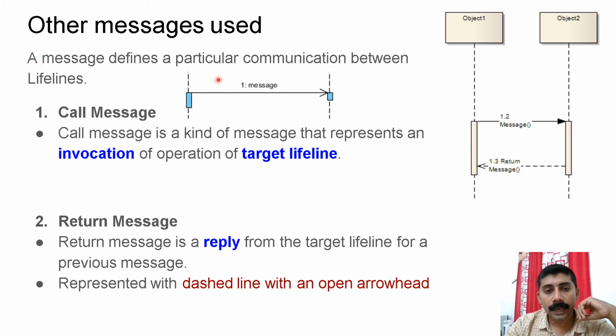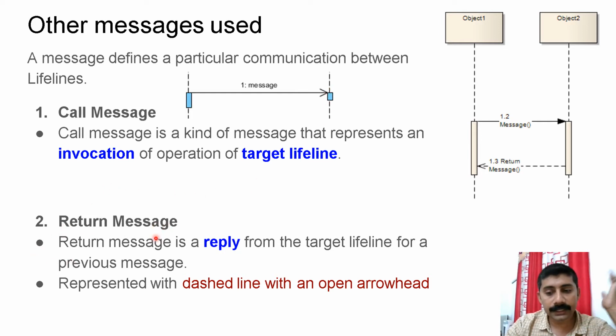Messages define a particular communication between two lifelines. Now let us see different categories of messages. First one is call message. A call message is a kind of message that represents an invocation of an operation of the target lifeline. So this lifeline is invoking a message, and that is getting executed on the target lifeline. So that is call message.